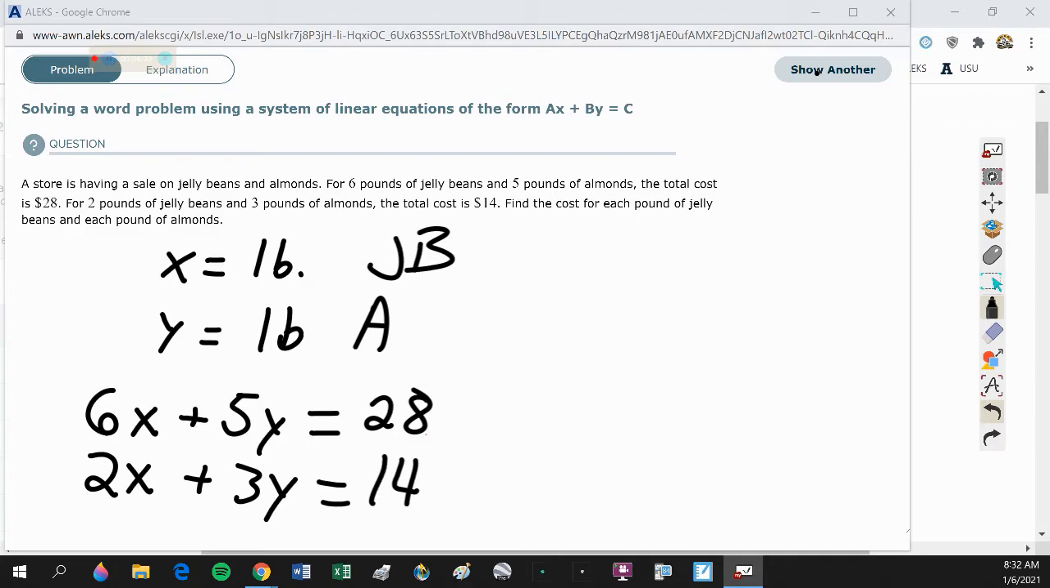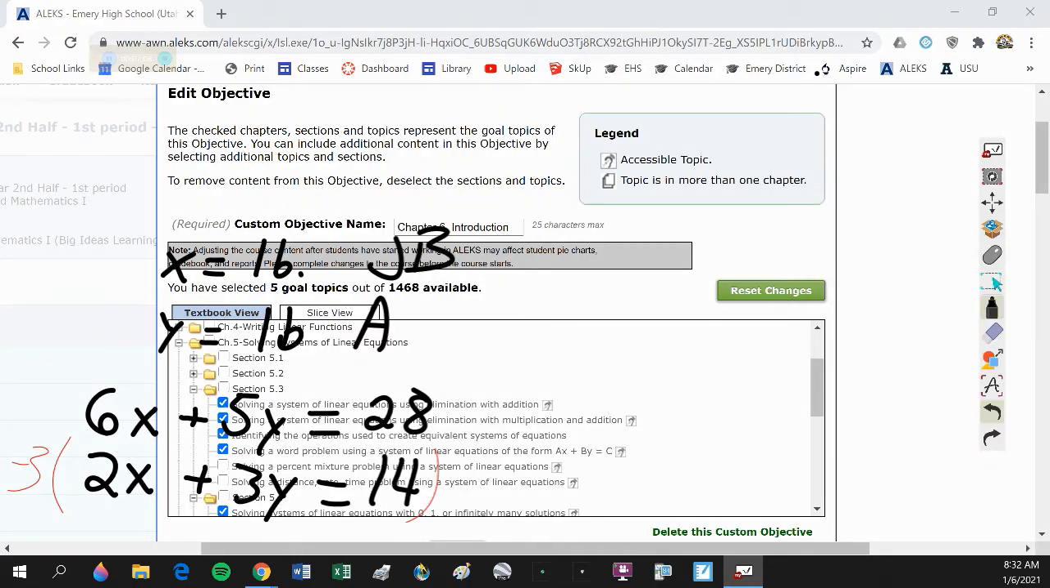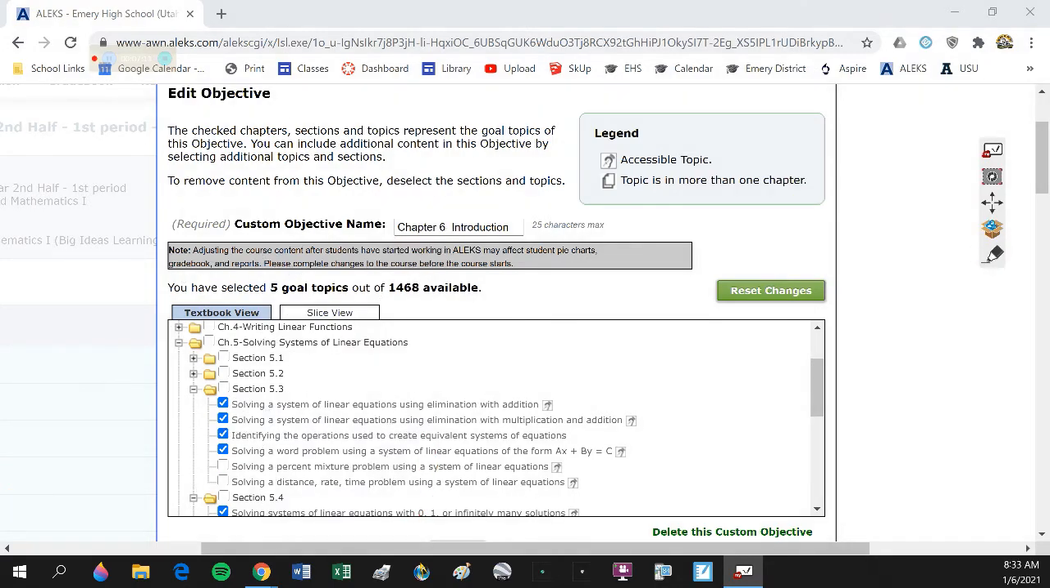What would you do here to set this up for elimination? I would times the bottom by, you could do the top by 3 and the bottom by -5, or you could just times the bottom by -3, and then the x's will eliminate. Okay.